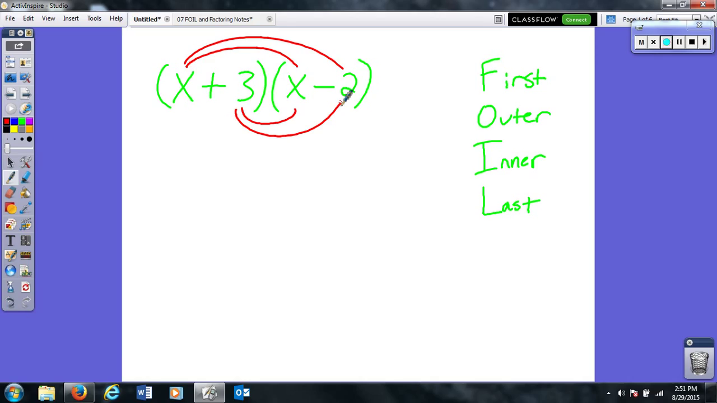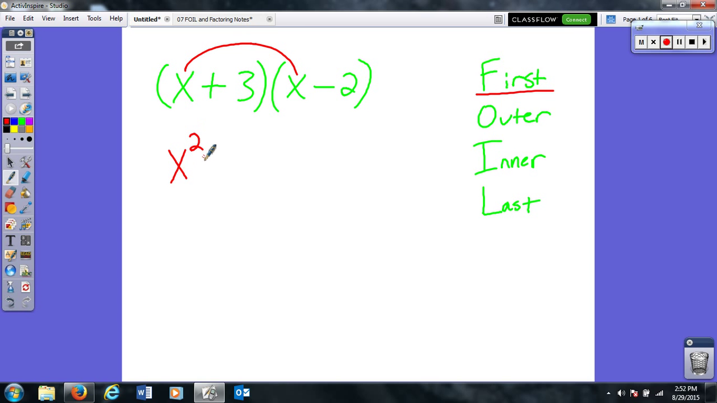There is a nice word that can help you remember how to multiply this out. Make sure you don't forget any piece. It is FOIL, and what this stands for, well, the F in FOIL stands for first. That means you're going to multiply the first piece of each binomial. So x times x is x squared. And remember that when you multiply x times itself, you're going to get x squared. It is not 2x. 2x is x plus x.